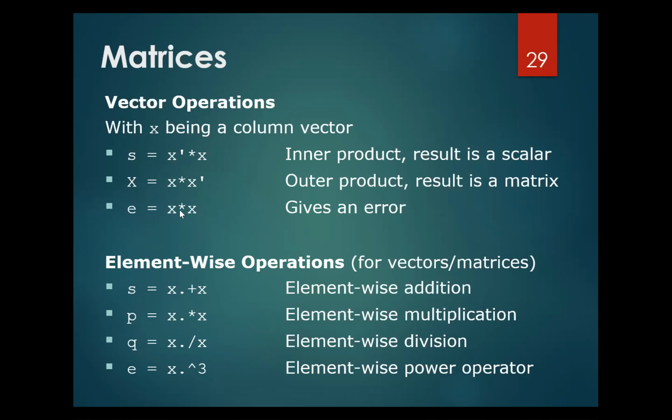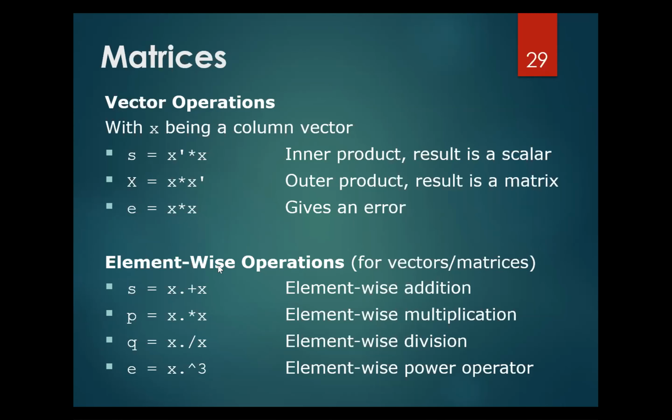And then if you want to multiply two vectors, you get an error. Why? Because for two matrices to be able to multiply, the column dimension of the first matrix should be equal to the row dimension of the second matrix. And because you are multiplying two vectors, this may not be satisfied, and therefore it gives you an error message.